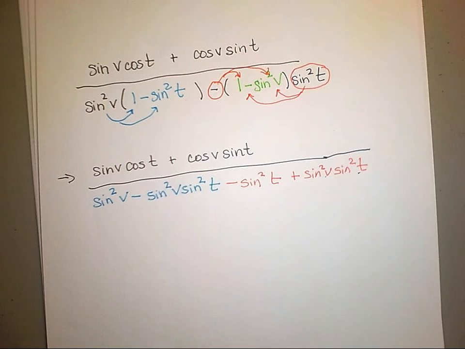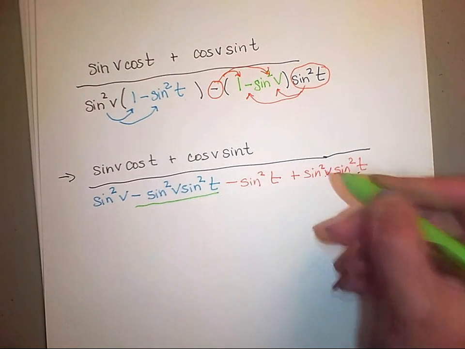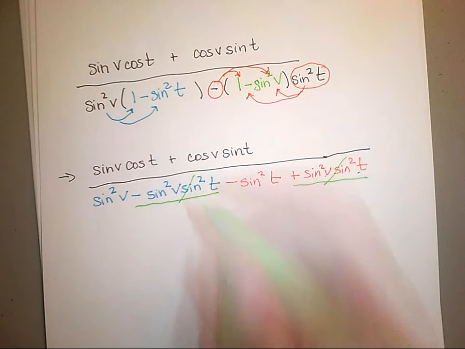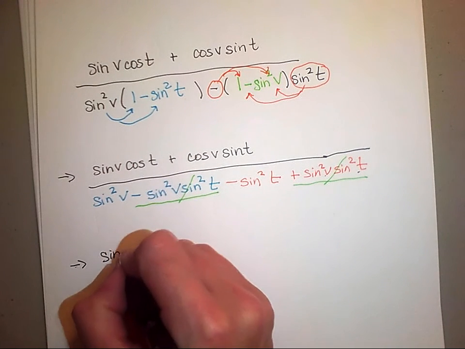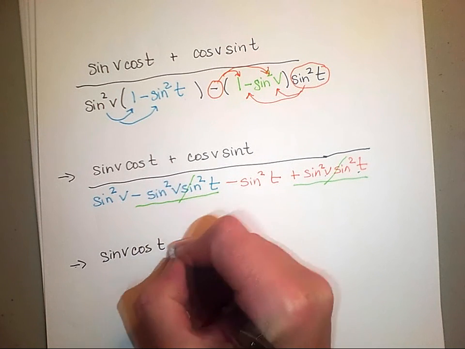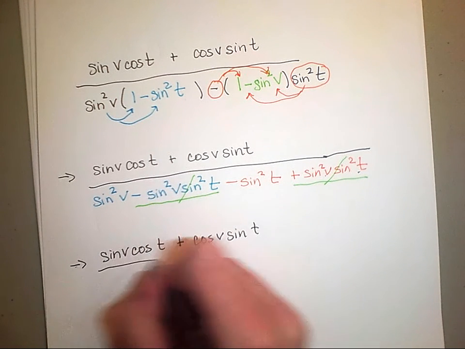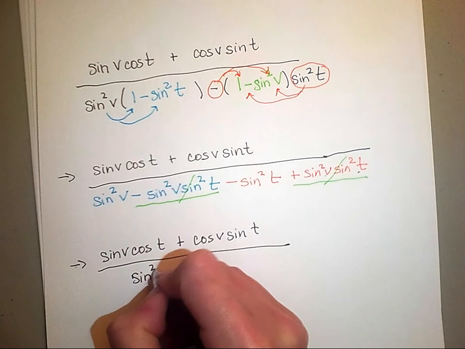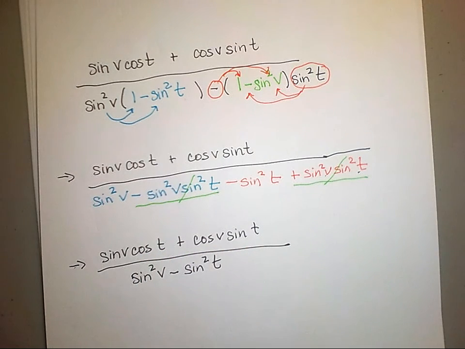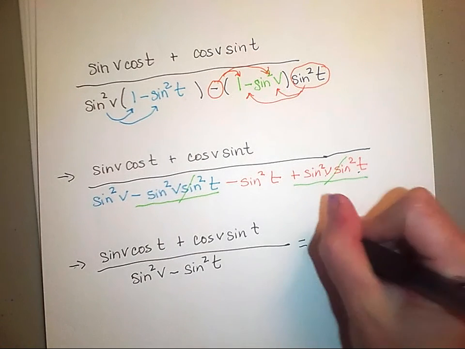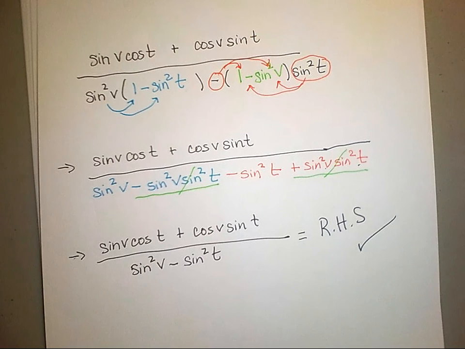But in the end, that does it for us, because now we have like terms. This is minus sine squared v sine squared t, and this is plus, so these will go to 0. And we are left then with just sine of v, cosine of t, plus cosine of v, sine of t, over sine squared v minus sine squared t. And this is equal to the right-hand side, which is what we wanted.